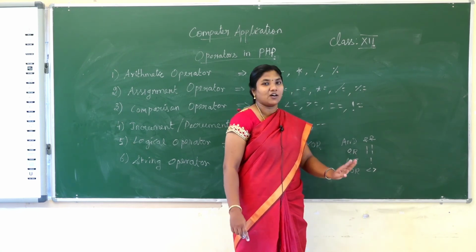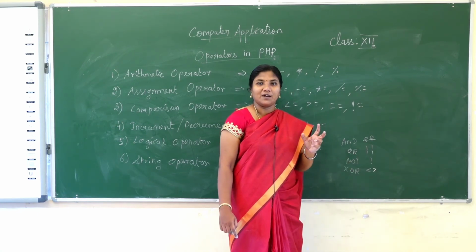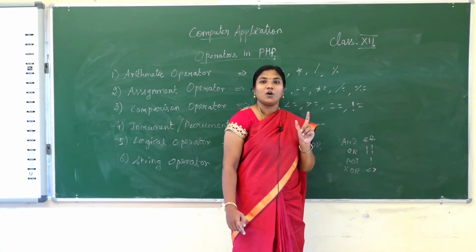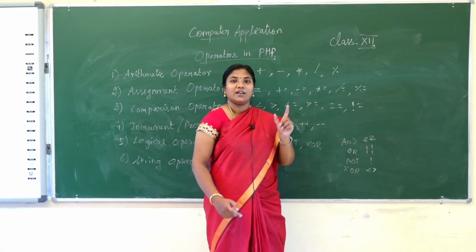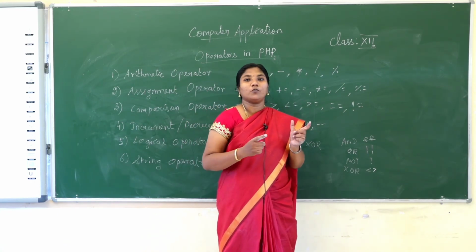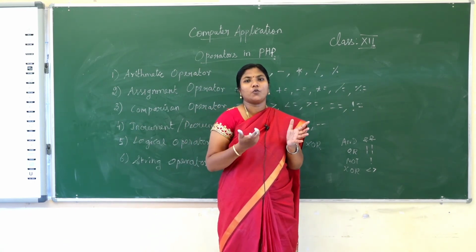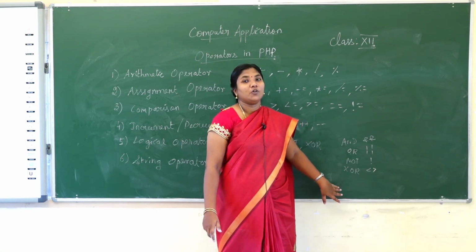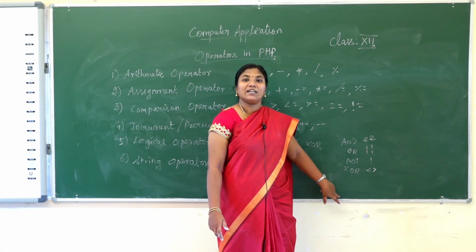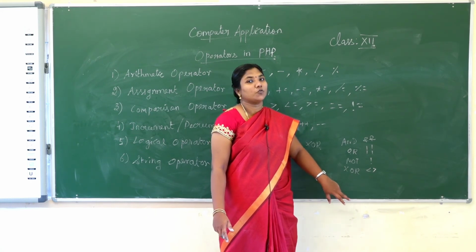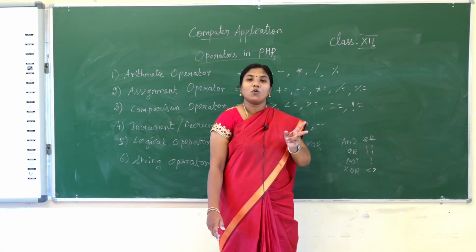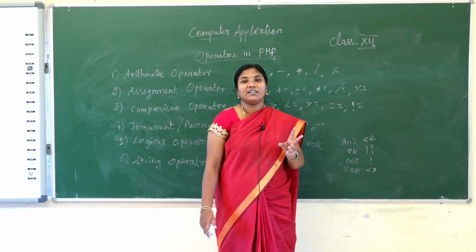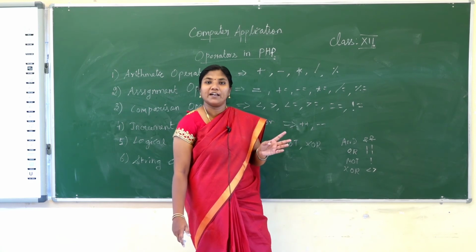And the next is XOR. XOR is like OR, but the difference is that with OR, if either one is true you get true, and even if both are true you still get true. But in XOR you will not get that. If both conditions are true, it is not true. Only if exactly one is true is the result true. If both are true you will get false. That is the difference between OR and XOR.